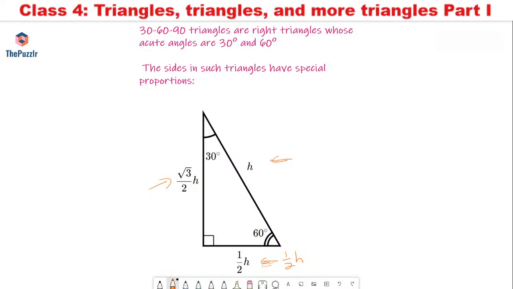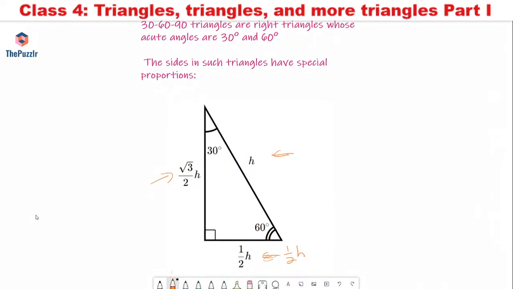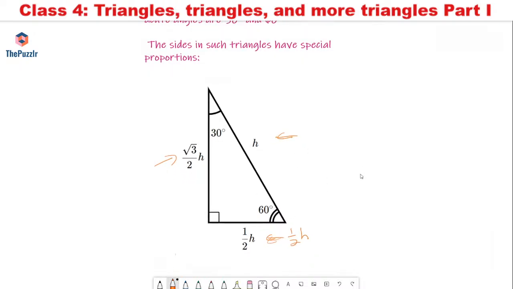Okay, so what do we have here? Square root of 3/2 h, 1/2 h, and h. What's important about this? Using trigonometry, we just figured out the proportions for a triangle with 30, 60, 90 degree angles. Let's plug in some value of h. Let's say h is 1. Then this side is 1/2, this side is square root of 3/2, and this side is 1.